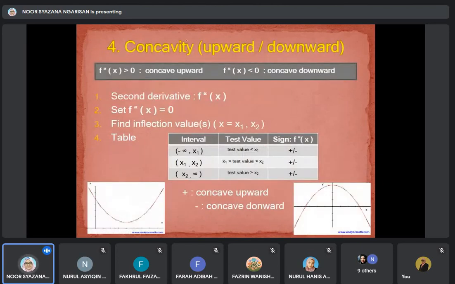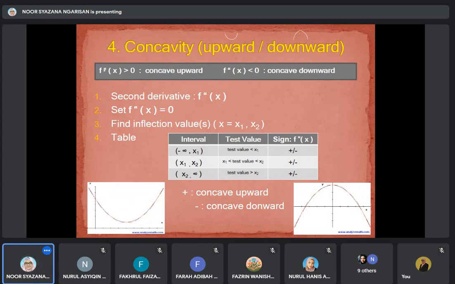Again, concavity, lengkungan, concave upward, melengkung ke atas, sebelah kita akan senyum. Concave downward, melengkung ke bawah, kita akan masam. So here are the two example, ni upward, ini downward. Okay. If increasing decreasing interval, we're dealing with first derivative. For concavity, we will deal with second derivative.